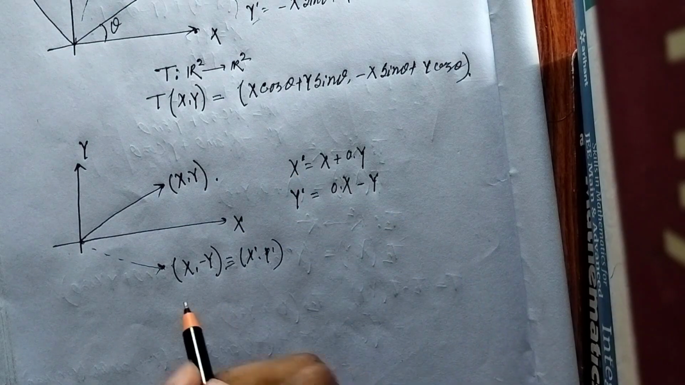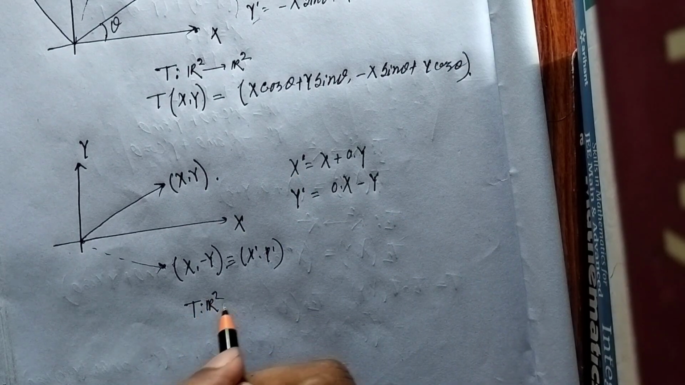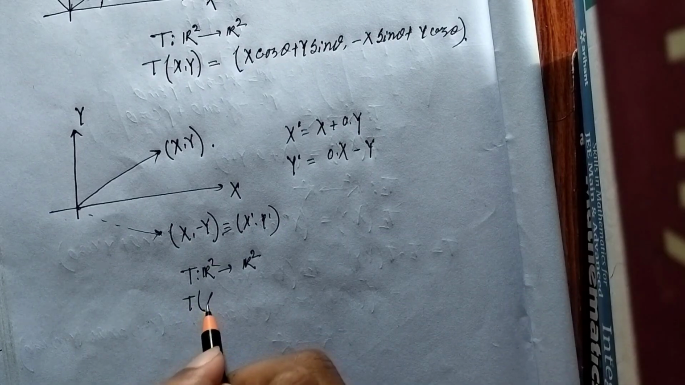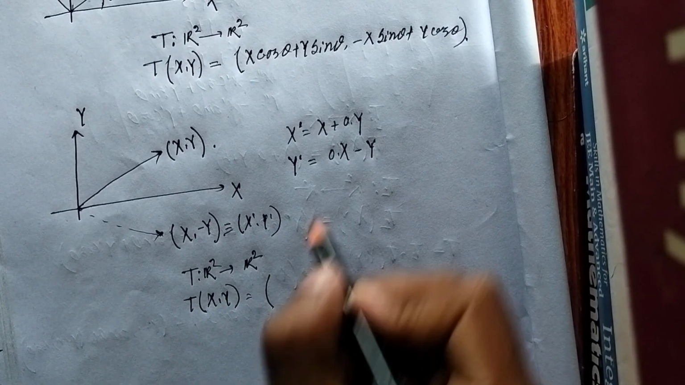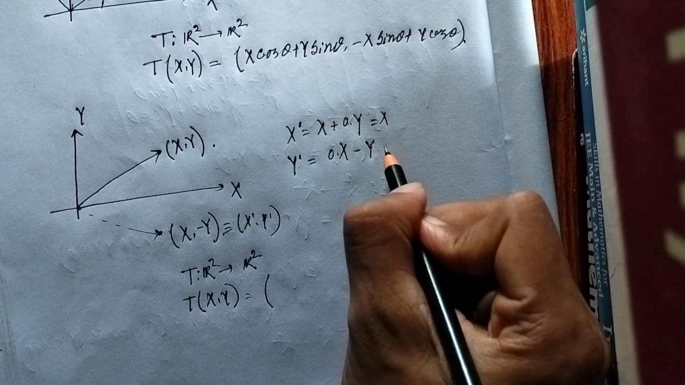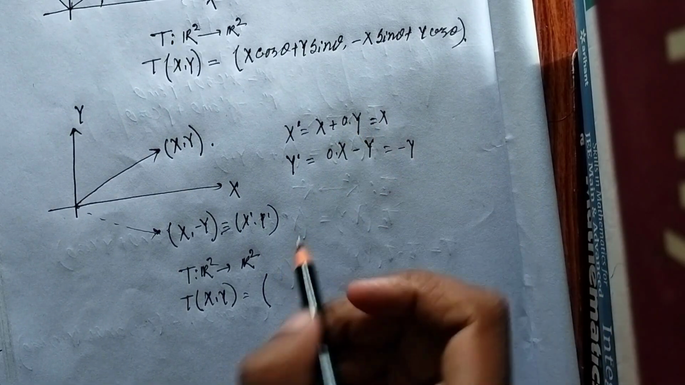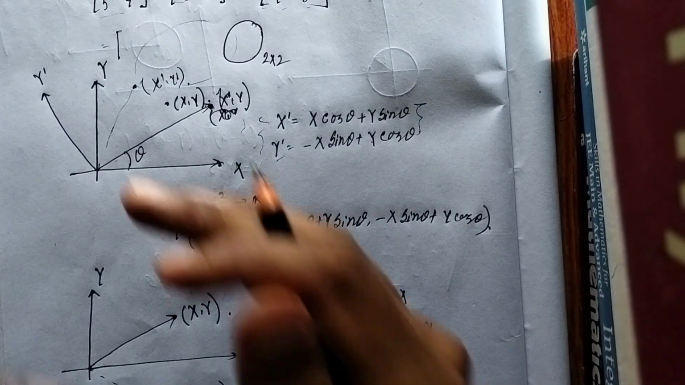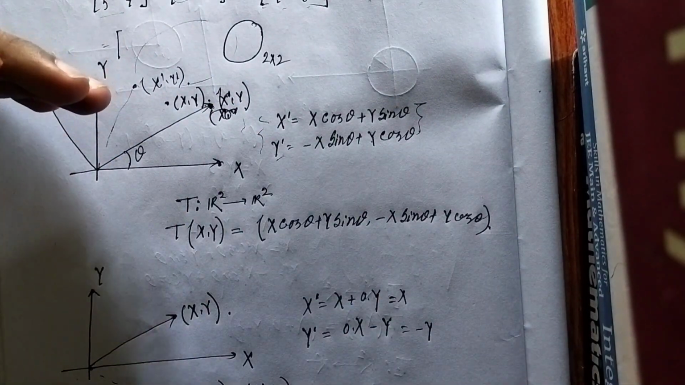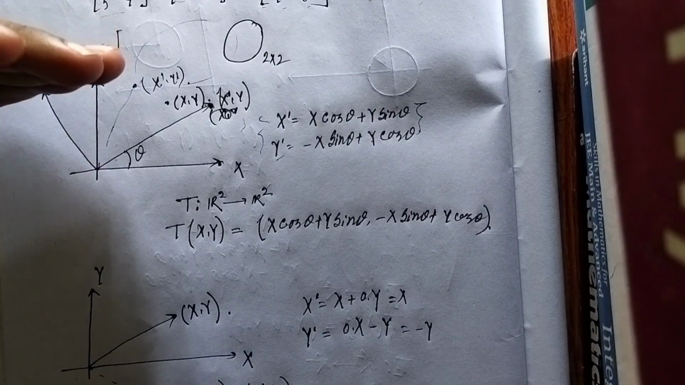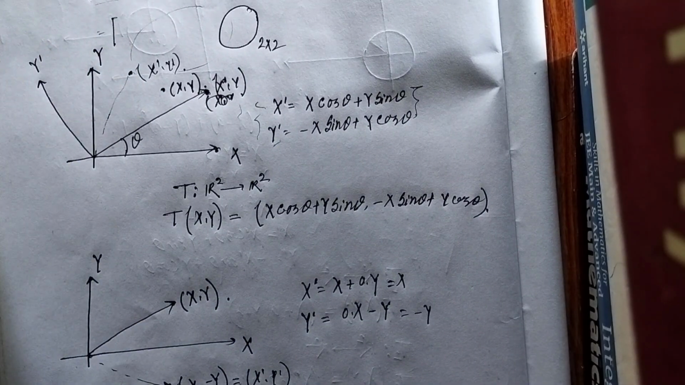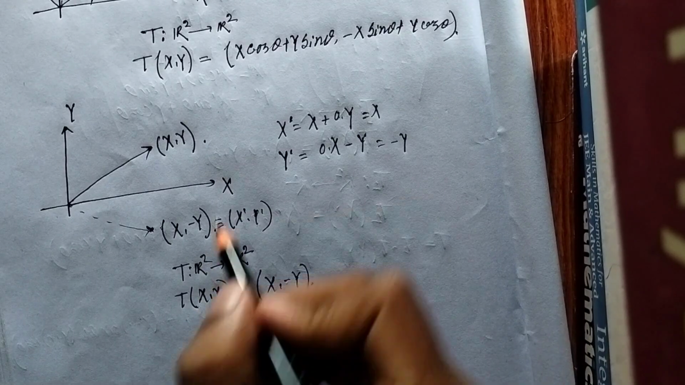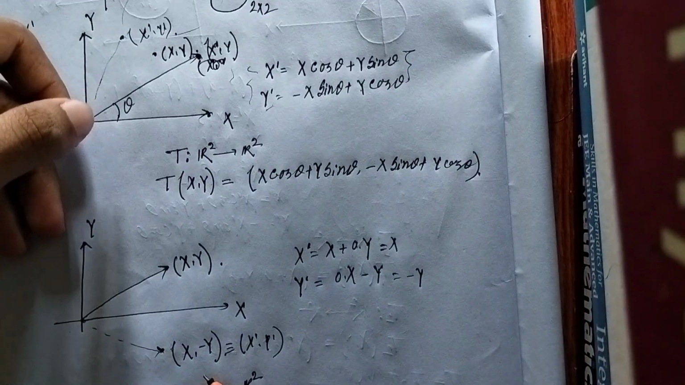This can be written as a transformation from R2 to R2. I think you guys can also write this very easily. The point x comma y ultimately goes here, with x and minus y. So these two things actually can be written as transformations.